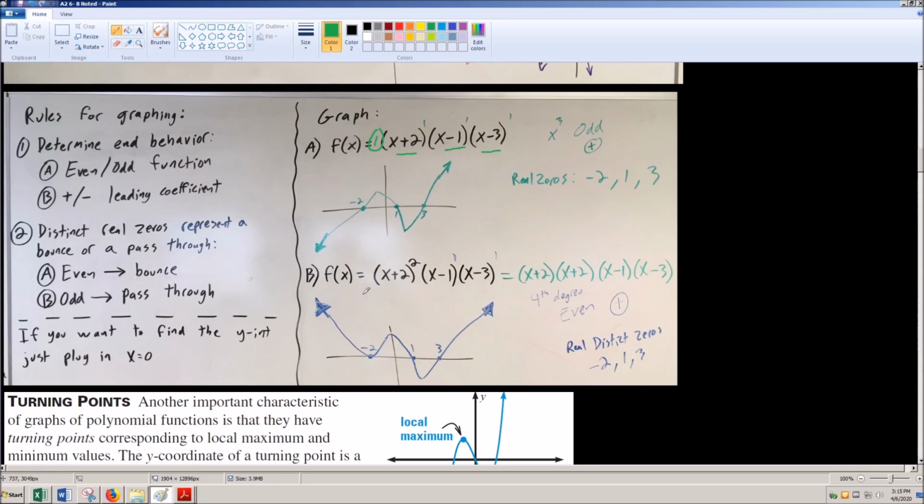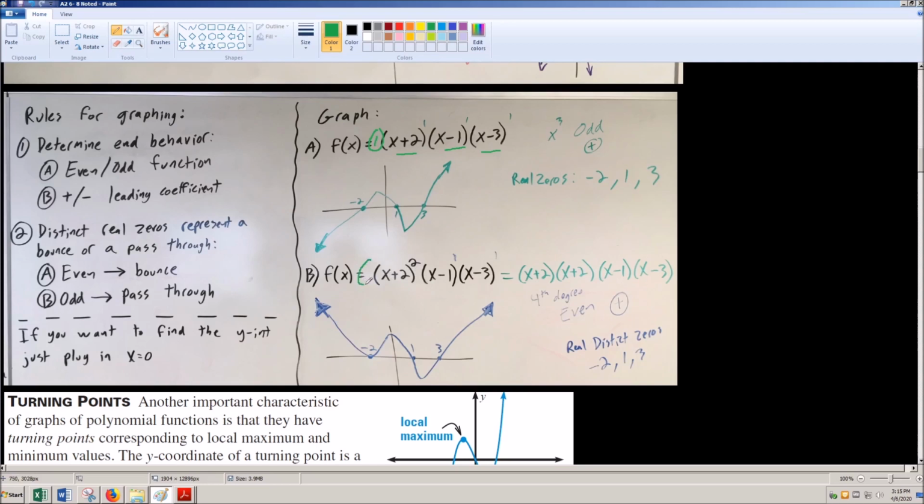We have f of x equals, and now here I have a factor which is being squared. So again, when I have a factor raised to an even degree, we're going to see it bounce at that point. Here I have x minus 1 to the first and x minus 3 to the first. So the only thing we changed from this graph to this graph is I said, okay, now this one's going to be squared. So it changed it to a 4th degree, which is an even function.